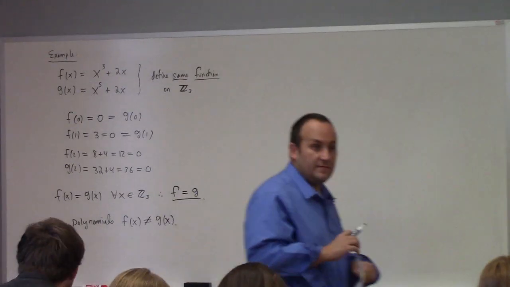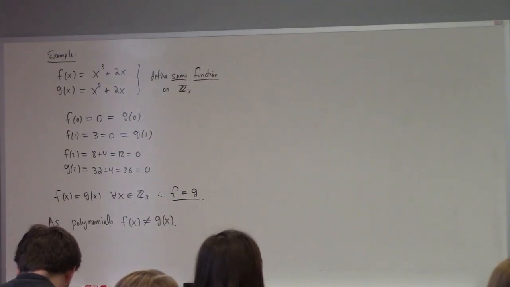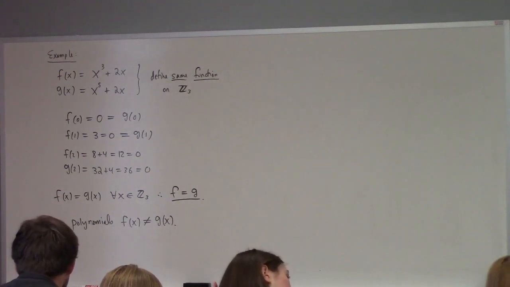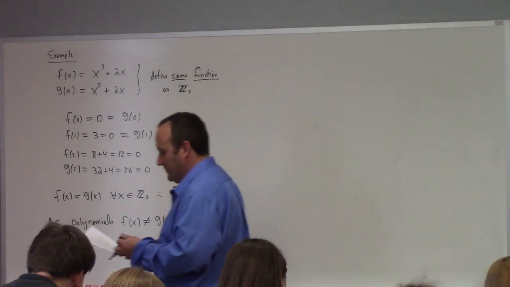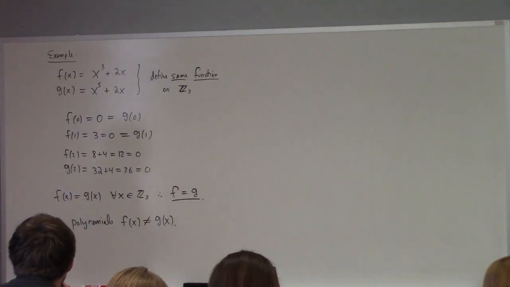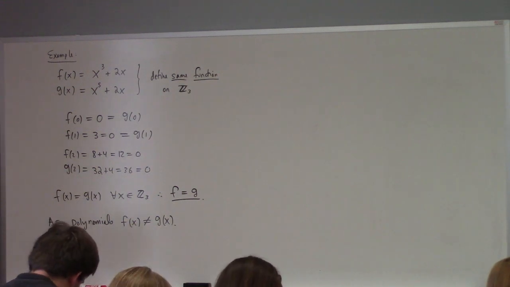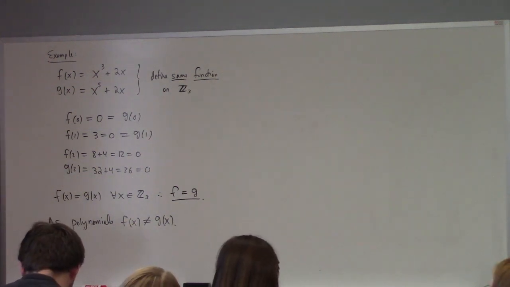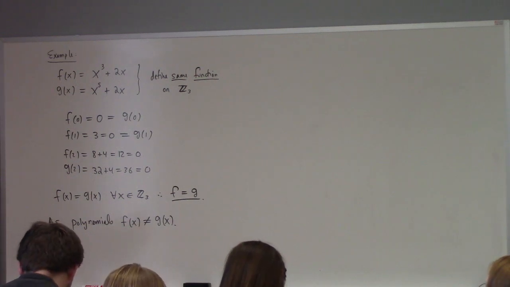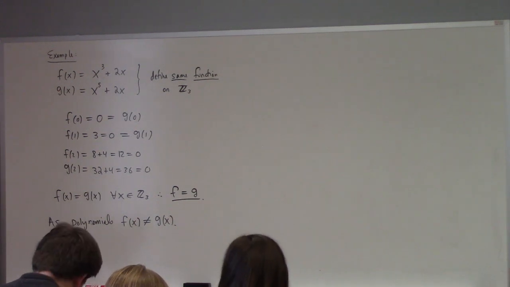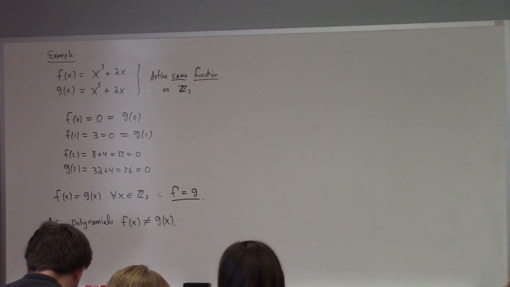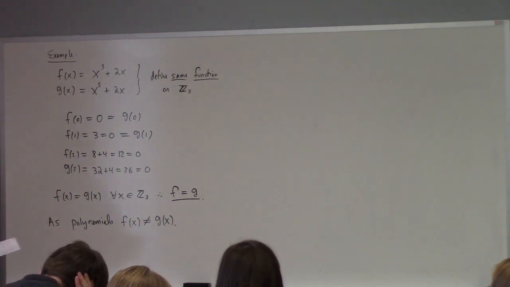What's the degree of f? What's that? 3. What's the degree of g? 5. Are these equal? No. Are these the same polynomials? Clearly not, right? So there must be a distinction between a polynomial and a polynomial function, right? Now, a lot of the times we work with polynomials with real coefficients or complex coefficients, so this kind of distinction probably cannot be made, right? But if we're working over more interesting things like Z3, then a distinction needs to be made.